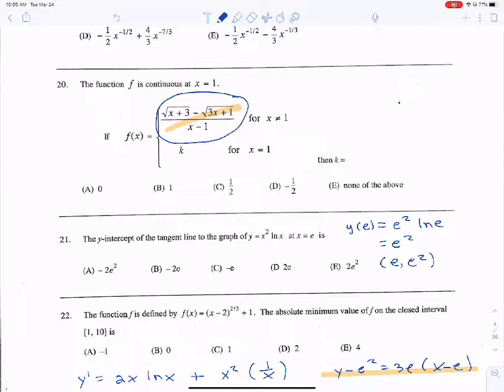So that tells me there's some sort of hole there. So what I'm going to do is find the limit. I'm going to say, what should that value be? If I take the limit from the left and the right, what is it going to? So let's see what we got here.